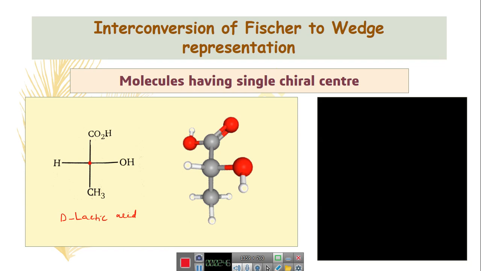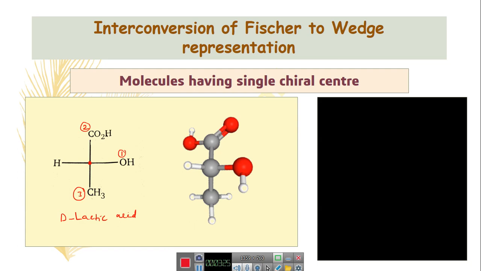A center which is surrounded by or bonded with four different ligands, either atoms or groups, is called a chiral center. So this chiral center has four different ligands here. When this molecule has four different ligands, we need to give a notation to this molecule using CIP rules. So using CIP rules, first we have to give the notation to this molecule by giving priorities to the ligands present in the molecule.